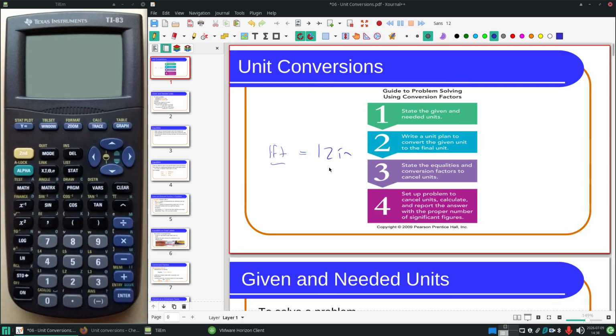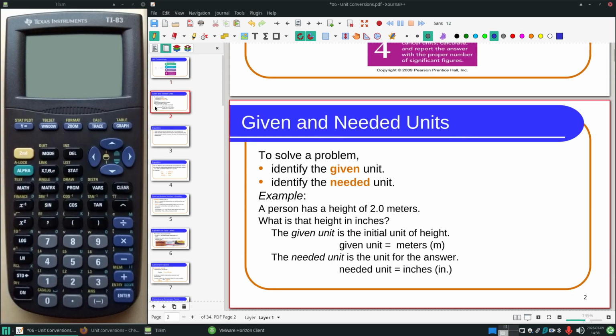The units are kind of the important thing. We're going to use those units to figure out our pathway to convert something from point A to point B. So as an example, a person has a height of 2 meters, and if I want to know their height in inches, our given unit is meters, and the desired unit is inches.